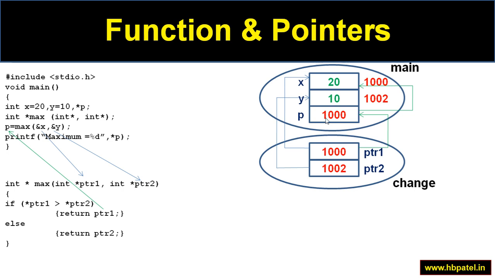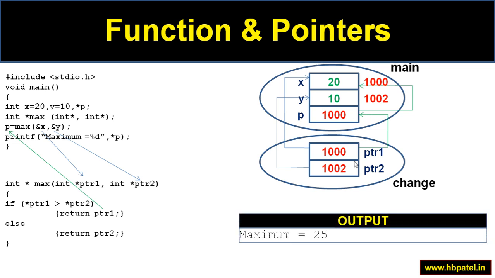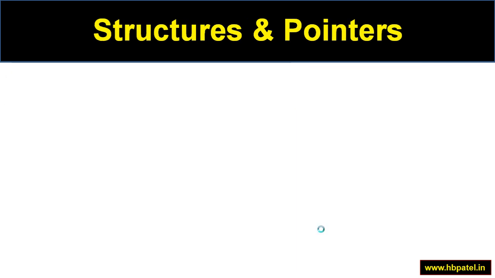That means P now holds address of X. That means indirectly P is pointing to X. So when I write this statement, star P, what will it print? Star P is nothing but P is pointing to X. So content of X is 20. So maximum equal to star P, maximum equal to 20. So it will give me output maximum equal to, there is a mistake over here, maximum equal to 20. That is what we are going to get as the output, not 25, it is 20.